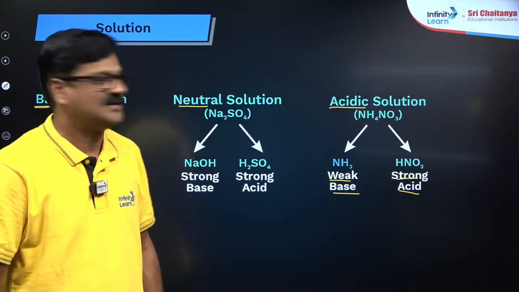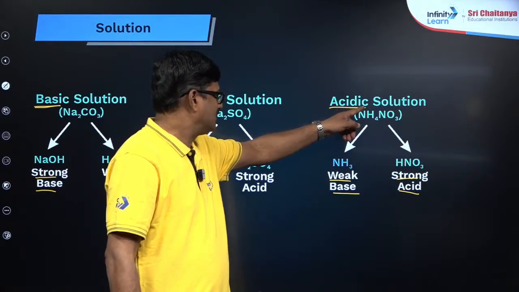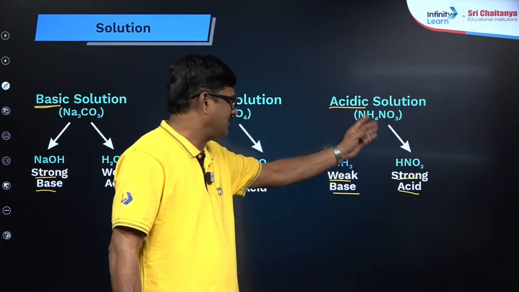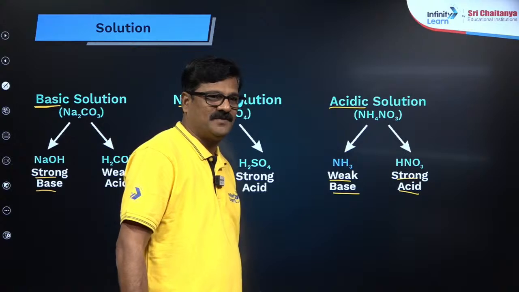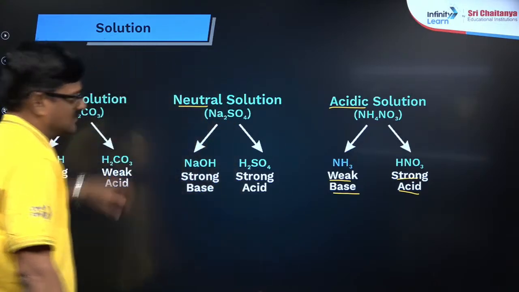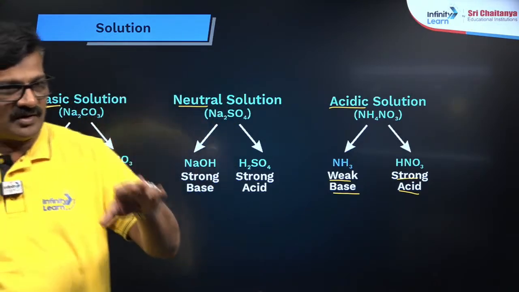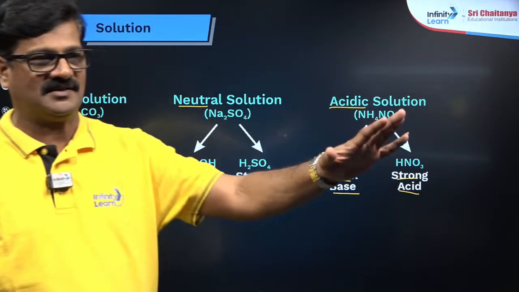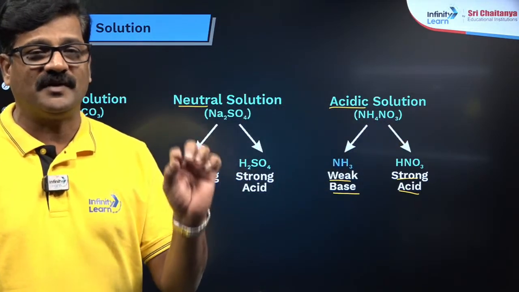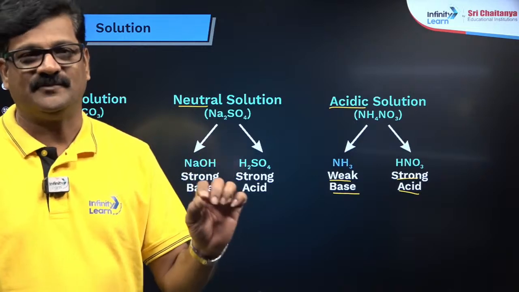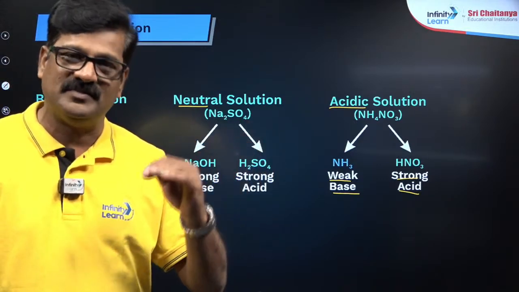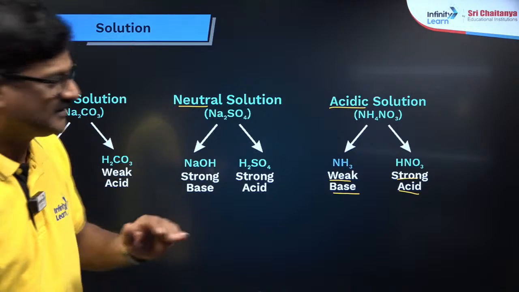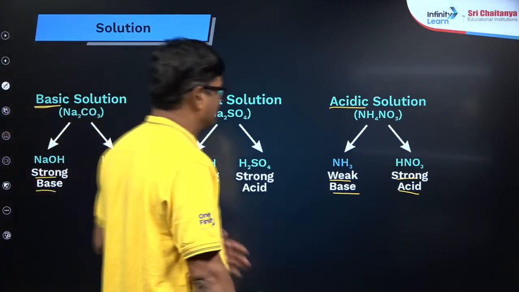Ammonium nitrate. Ammonium ion gives rise to ammonia, nitrate gives rise to HNO3. So by looking at that salt, you can say whether it is neutral or acidic or basic. Which of the following is an acidic salt? Which of the following pH is the minimum? Everything can be asked in this kind of NEET examination.